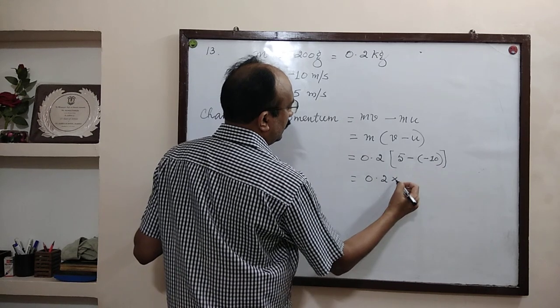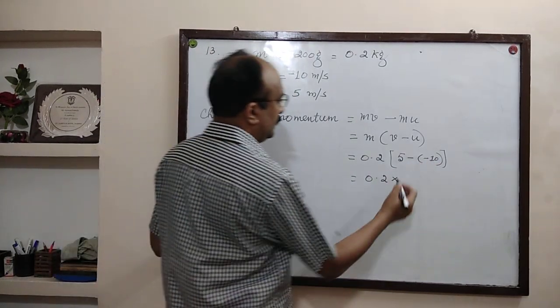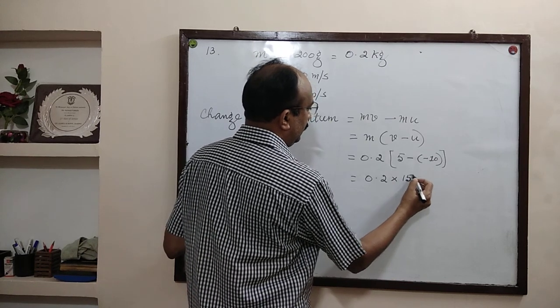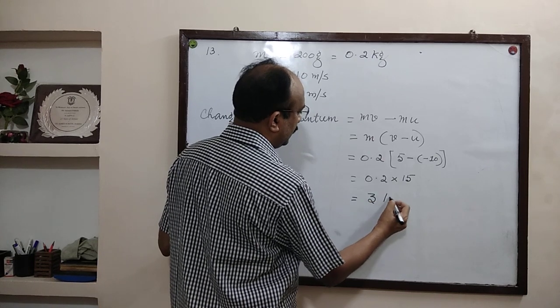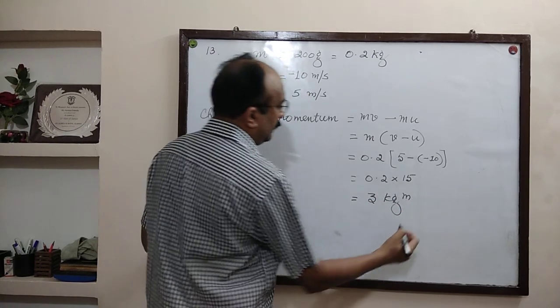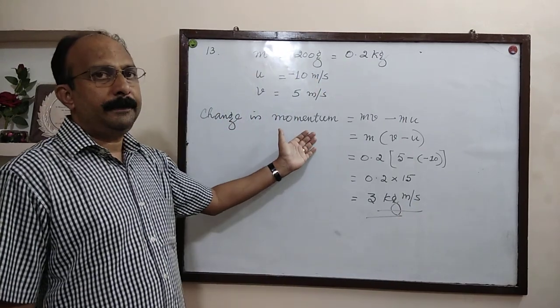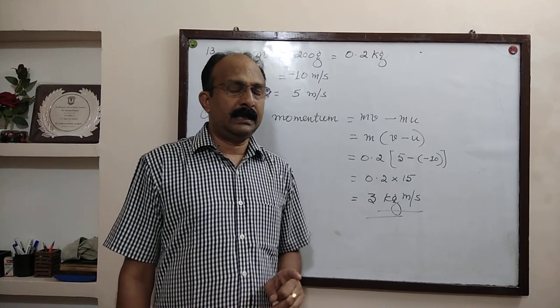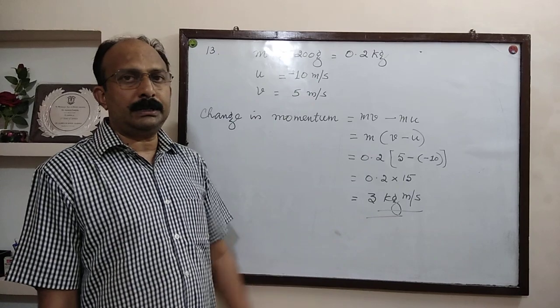0.2 into 5 minus 10 is 5 plus 10, that is 15. 15 into 0.2, 3 kilogram meter per second. Momentum, SI unit is kilogram meter per second. So I hope you got it.